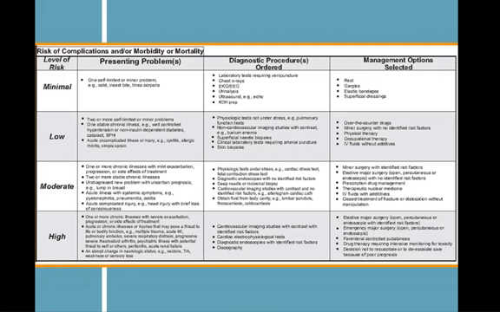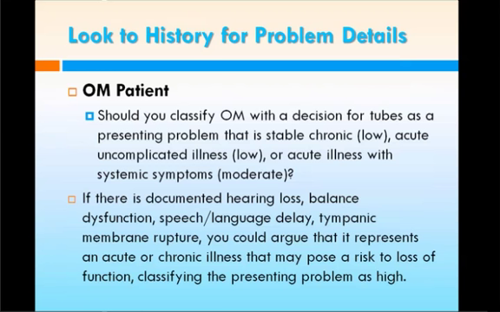So in our ENT example, we've got some tricky areas. We've got our basic ones where the physician orders no tests, reviews no records. So we've got our no data there. But now, do we classify the problem of a decision for tubes and otitis media as a presenting problem that's stable, chronic or low, an acute uncomplicated illness, or an acute illness with systemic symptoms? That would be moderate. Now, this is a tricky angle because you'll get different opinions on it.